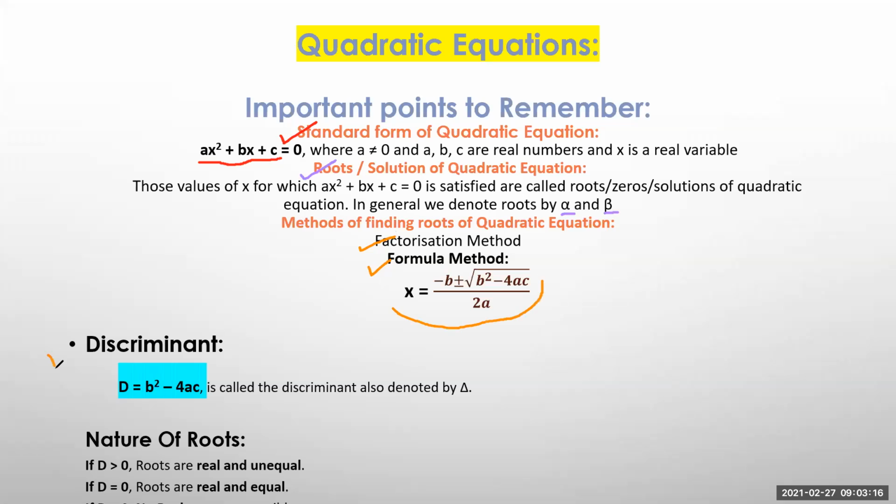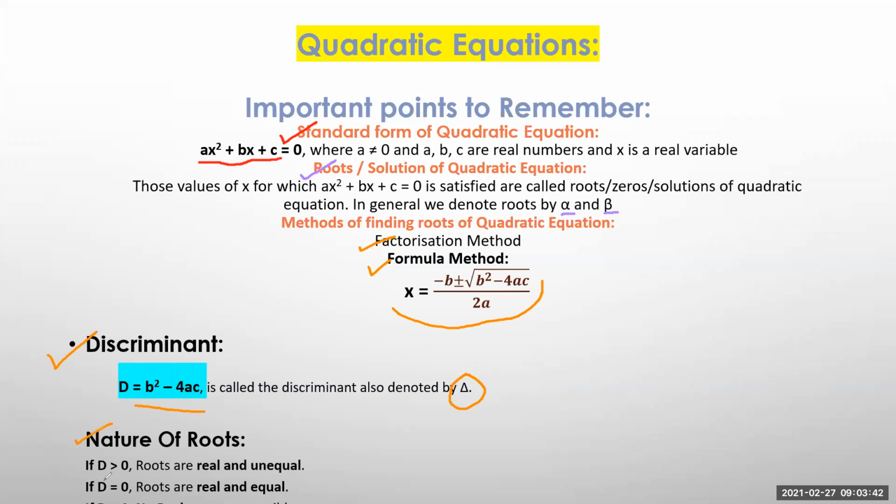Next important point to remember is the discriminant. Again, why is it important? Because on the discriminant, 1 mark, 2 marks, 3 marks, as well as 4 marks questions can be asked. Discriminant means simply b square minus 4ac, which is sometimes denoted by delta. Then again, why is it important? Because the nature of the roots is dependent on the discriminant.